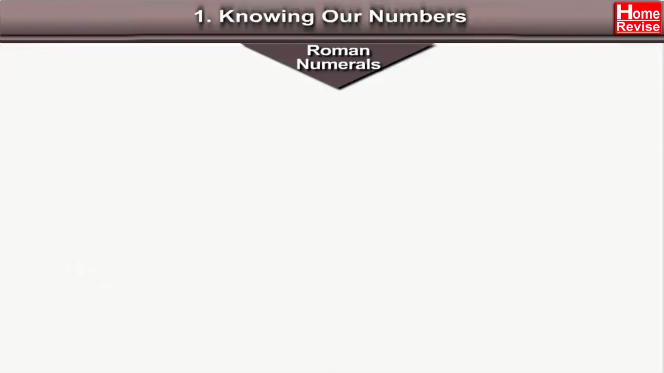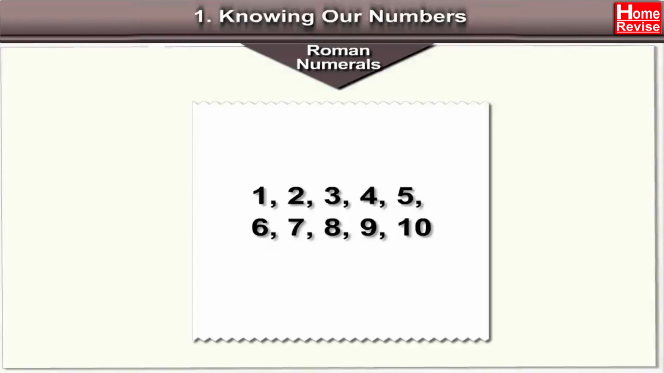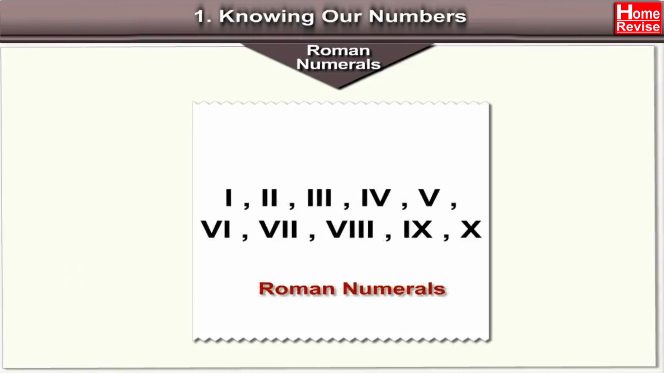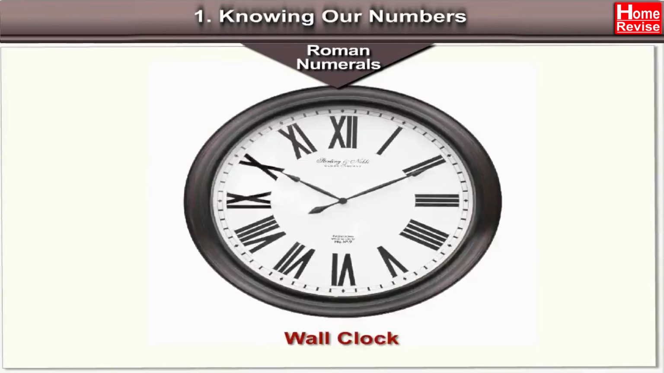Roman numerals. Hey kids, we have been using the Hindu-Arabic system so far. But this is not the only system available. One of the early systems of writing numerals is the system of Roman numerals. This system is still used in many places. Well, have you noticed wall clocks? Some of the wall clocks have X, V, written on them. They have Roman numerals, sometimes even your school timetables.